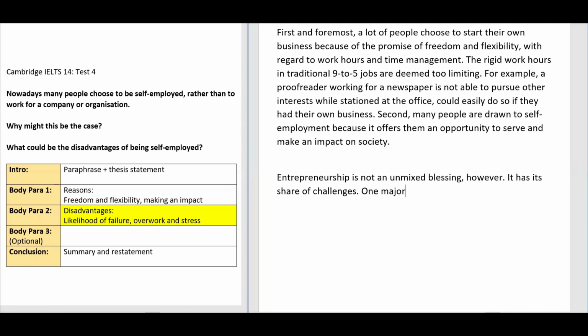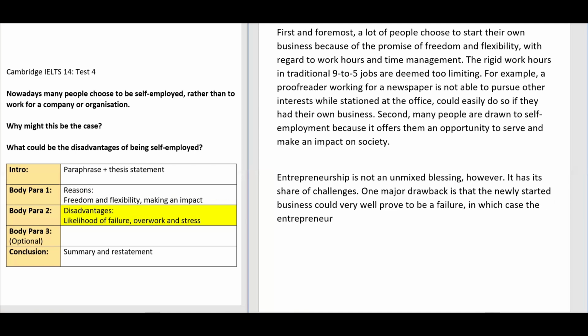One major drawback is that the newly started business could very well prove to be a failure, in which case the entrepreneur runs the risk going bankrupt.